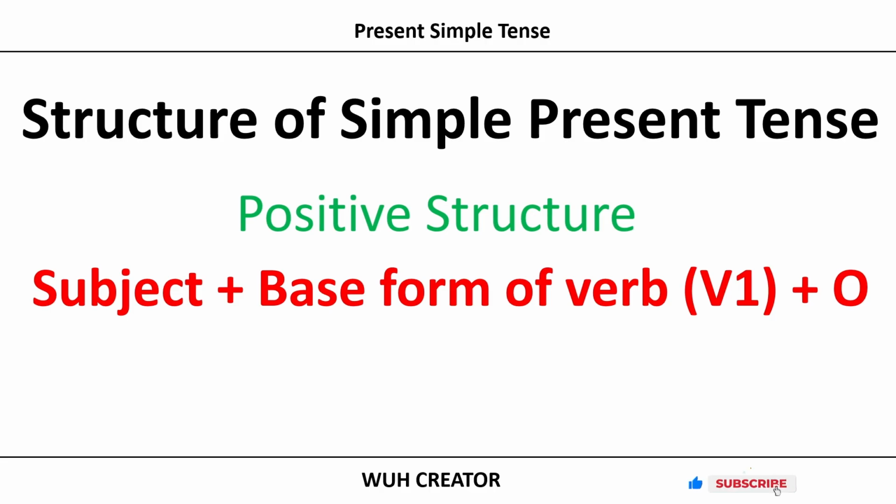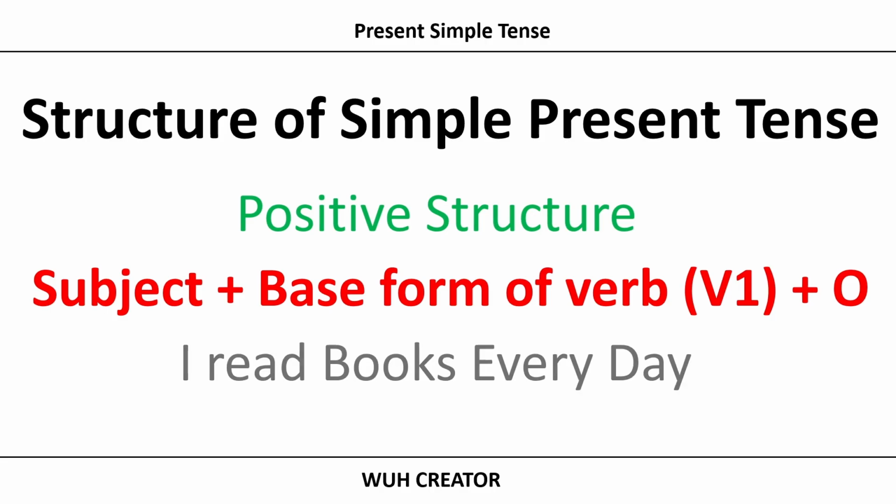Now, let's make a sentence using the given structure. The first example for positive structure is, I read books every day. In this sentence, I is the subject because it tells us who performs the action. Read is the verb because it shows the action being performed. Books is the object because it receives the action. Every day is extra information that tells us when the action happens, so it is a time expression.